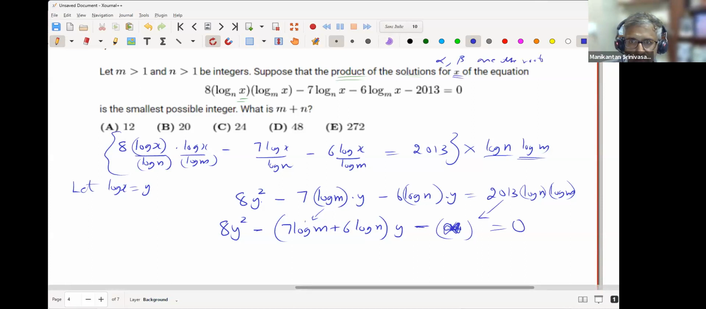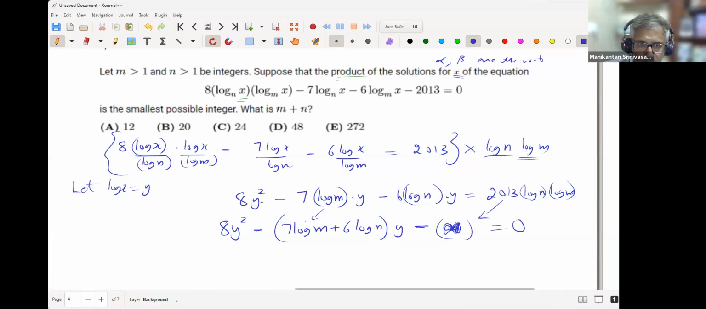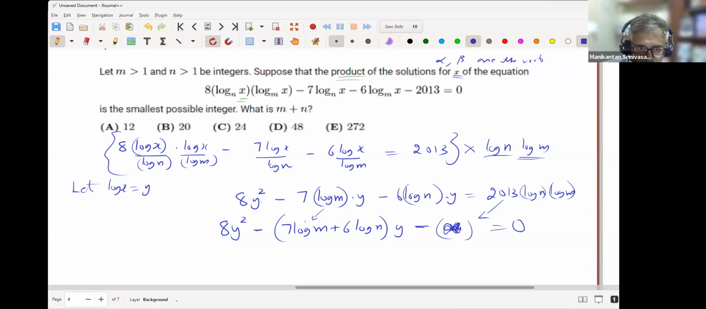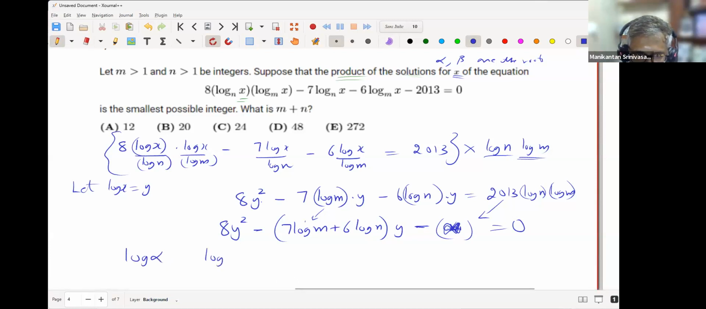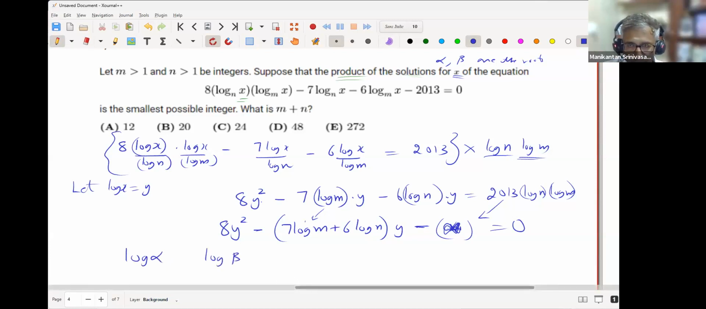Suppose the product of the solutions for x is the smallest positive integer. So he's saying product of solutions for x. So log x, okay, so log of alpha. The two roots are alpha and beta. Therefore, in terms of y, that's log alpha and log beta.